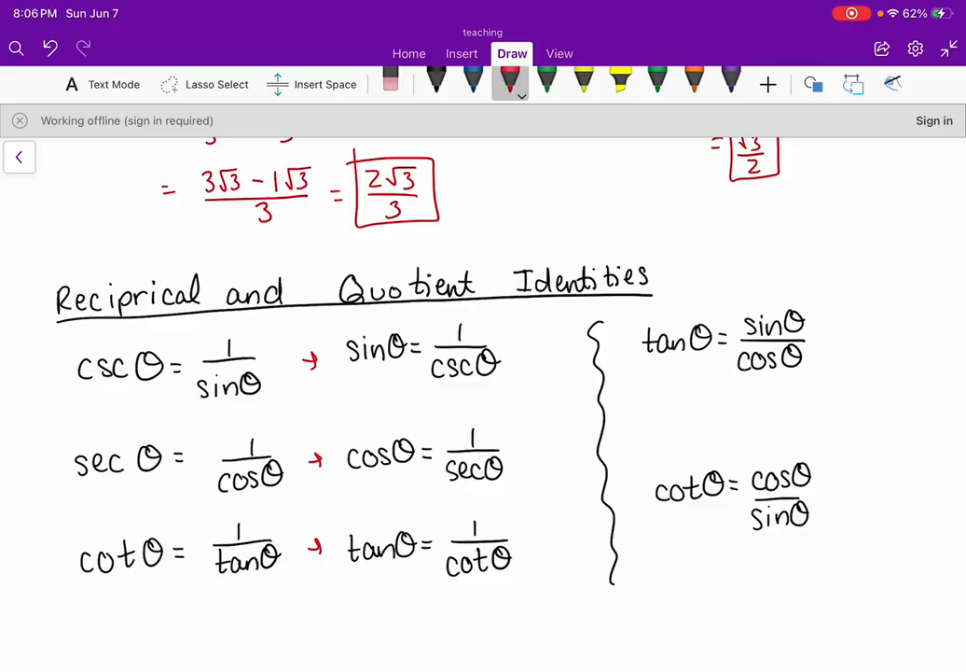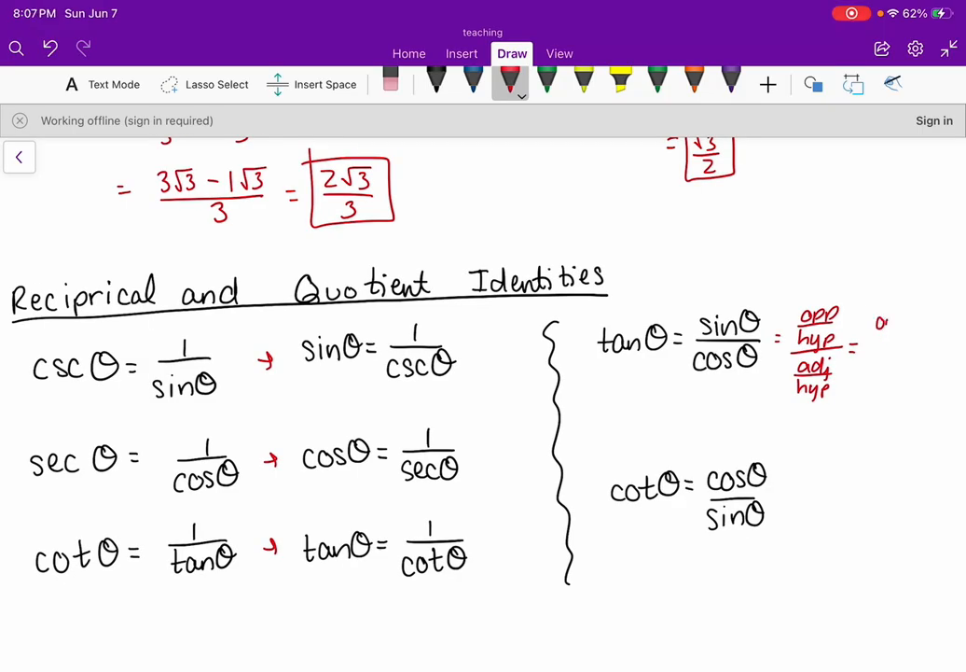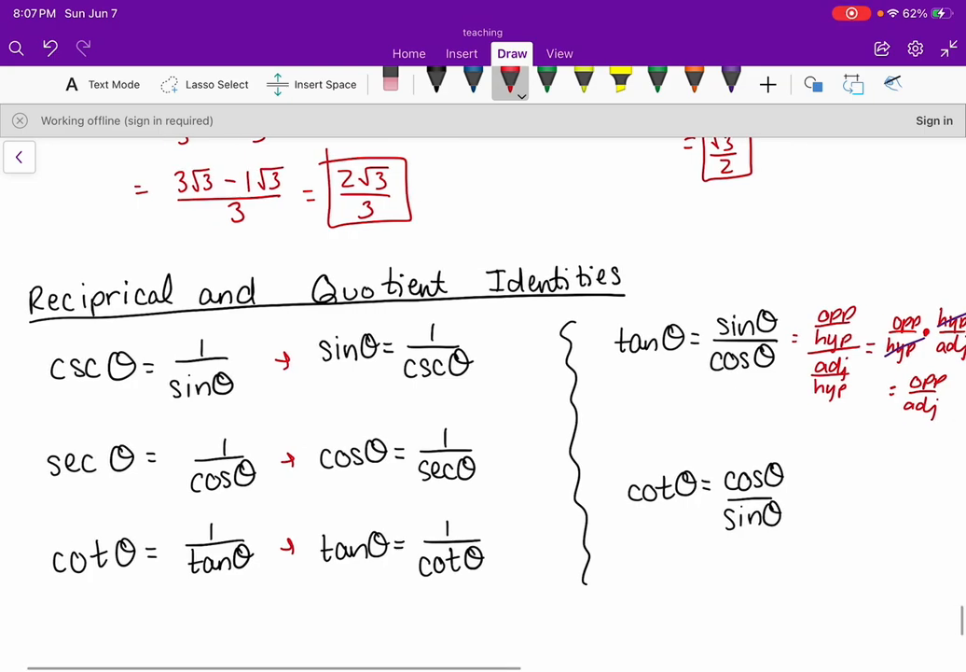But remember that sine is opposite over the hypotenuse, and then cosine is adjacent over the hypotenuse. When you divide fractions like this, it's the same thing as writing opposite over hypotenuse times hypotenuse over adjacent. You might know it as keep, change, flip. And so these hypotenuses would cancel out, and it leaves you with opposite over adjacent. So that's kind of a little bit of a proof. I mean, it's kind of a bad proof, but a little bit of how we know that tangent is sine over cosine, because it would just simplify to the opposite over adjacent, which we know is tangent. That's just the definition of tangent.